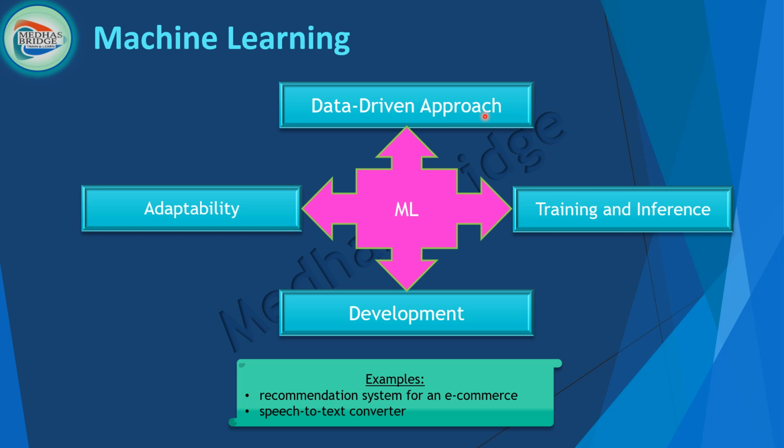So to put it in a simplified way, a machine learning model generalizes from the training data to make predictions or decisions. That is the point that you have to make out.